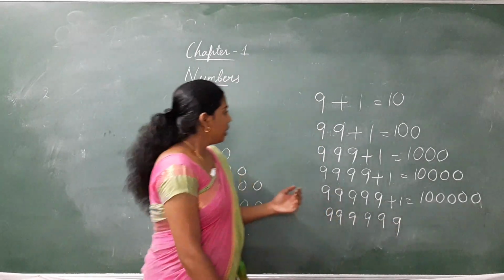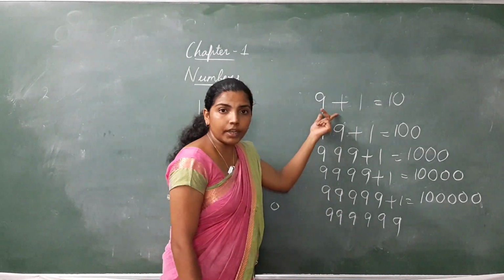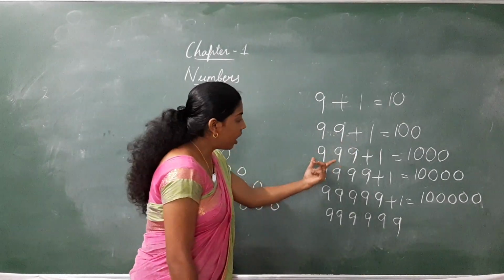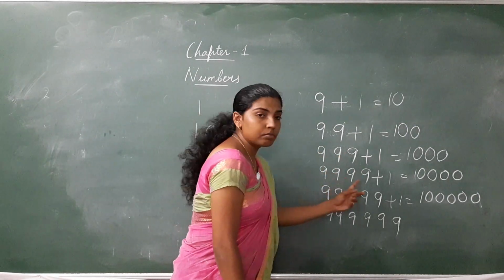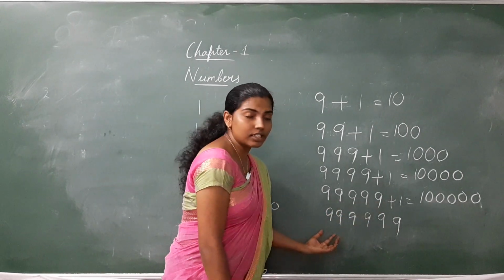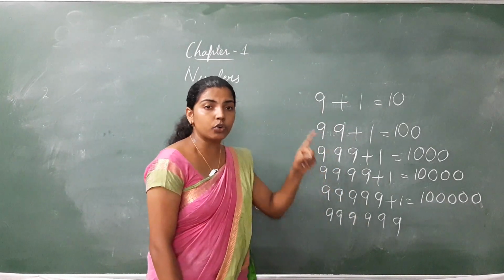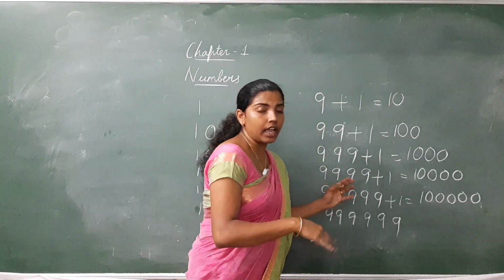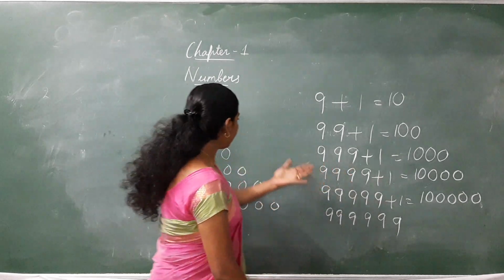Can you see any pattern here in the largest numbers? See, the largest one-digit number is 9. The largest two-digit number is 9, 9, 2 times 9. The largest three-digit number is 3 times 9. The largest four-digit number is 4 times 9. The largest five-digit number is 5 times 9. And the largest six-digit number is 6 times 9. That means if we want the largest one-digit number, we should write 1 nine. If we need the largest four-digit number, we should write 4 nines. And if we need the largest 10-digit number, we should write 10 nines.